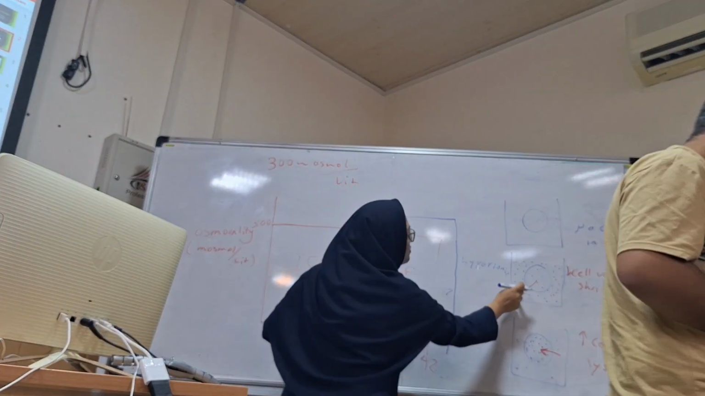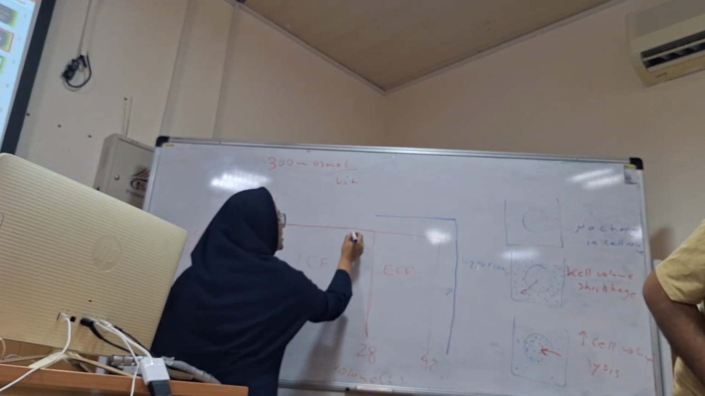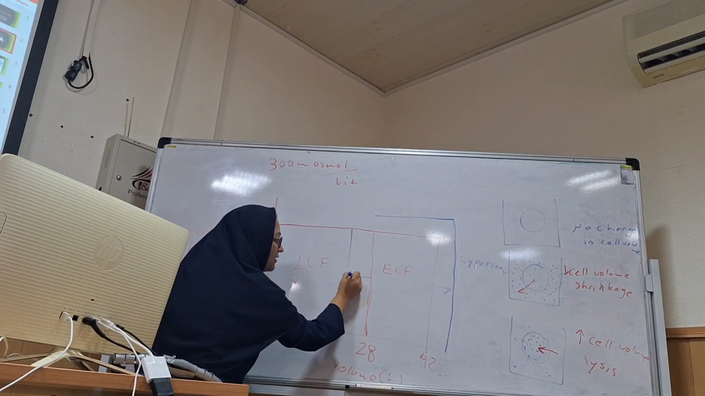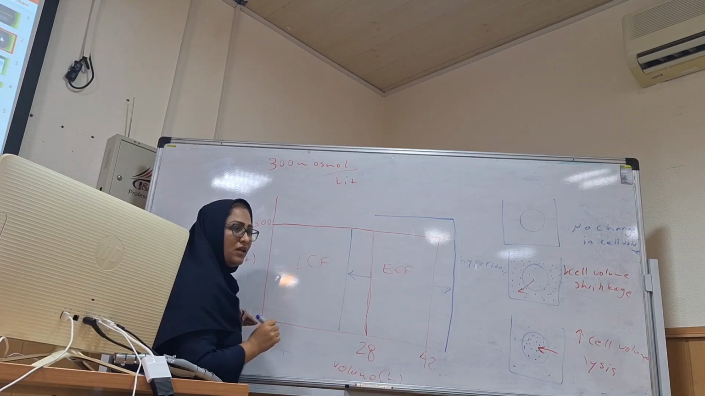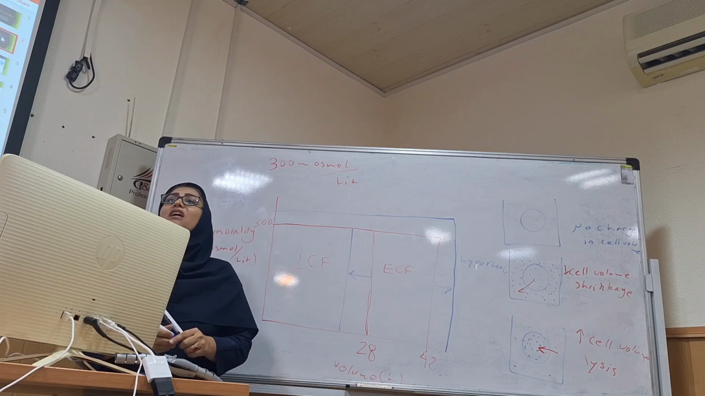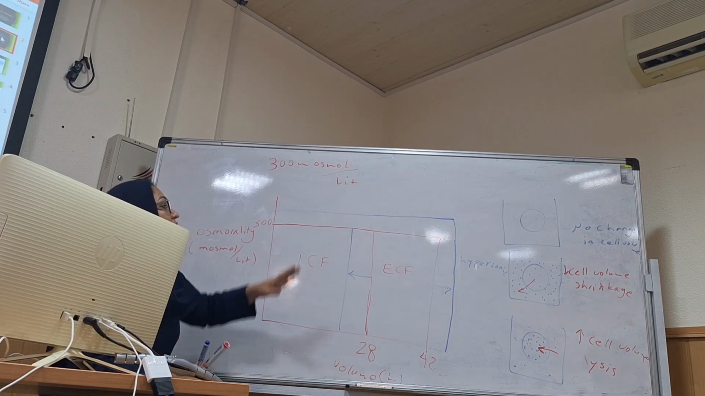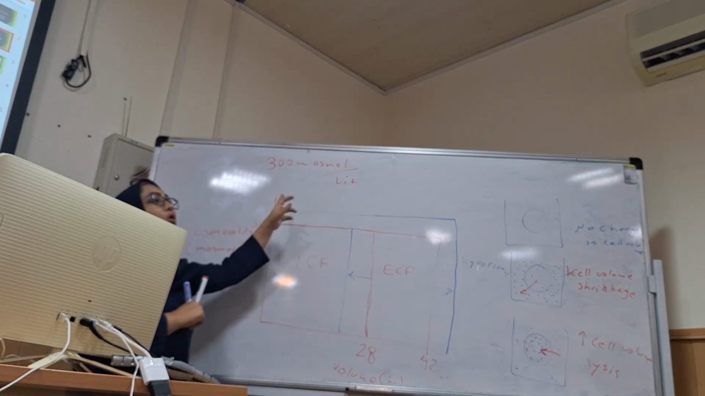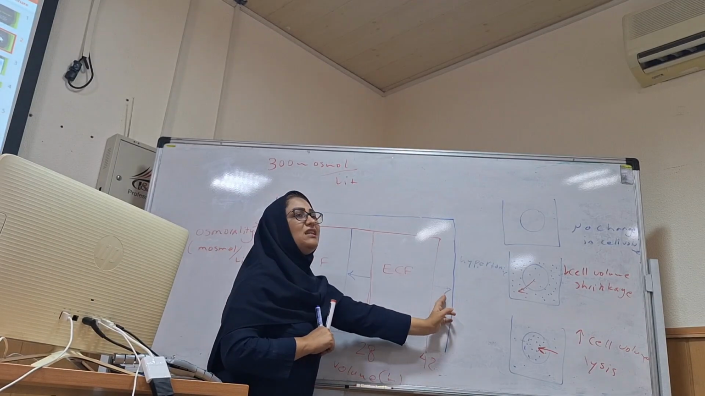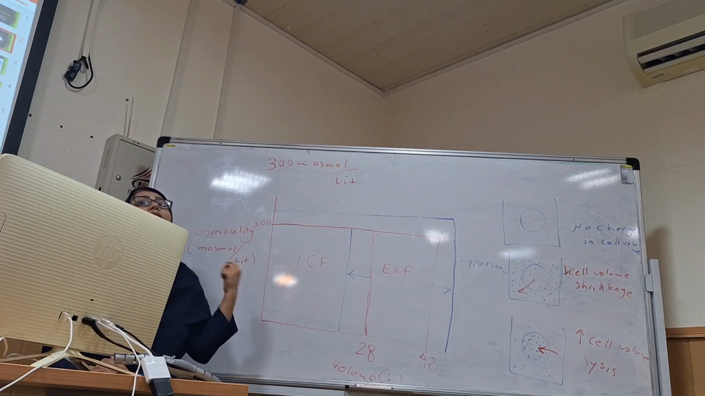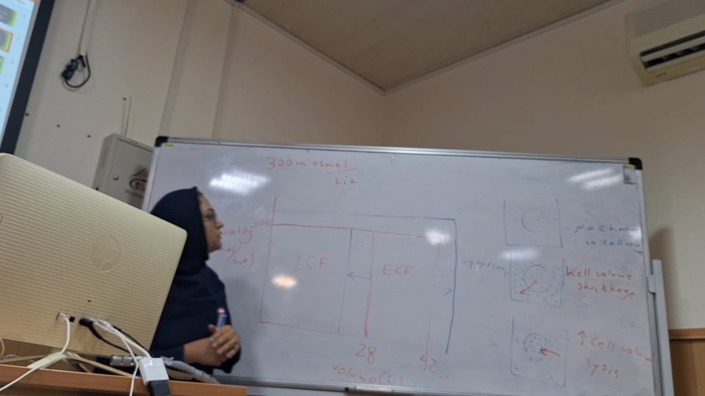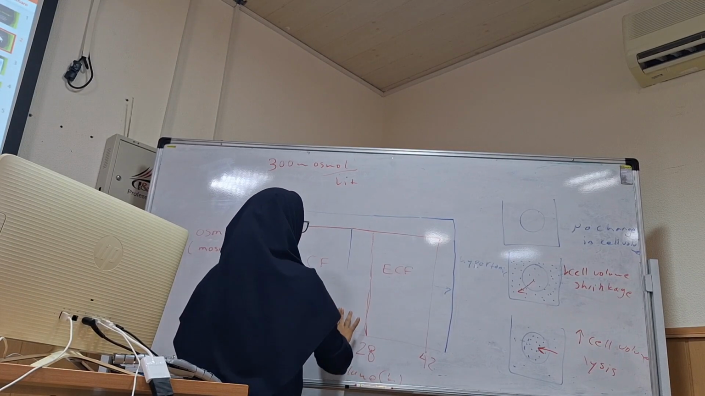Volume means we have cell shrinkage: ICF volume decreases. And osmolarity increases, don't forget. When we inject a hypertonic solution, osmolarity increases in both compartments. Volume in ECF increases, in ICF decreases. Very important.